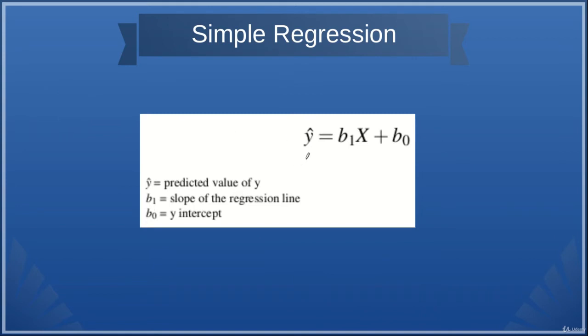So here's the equation right here. And you can see that B1 represents the slope of the regression line and B0 represents the y-intercept. Those are the two pieces of information. Now, we're working on this on a theoretical level. But as we go forward throughout the videos, we're going to see how this is practically done inside R as we progress.